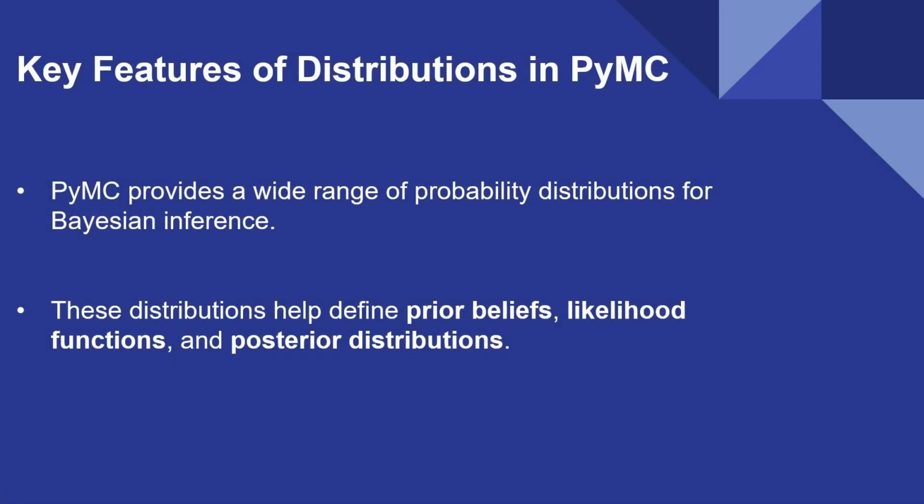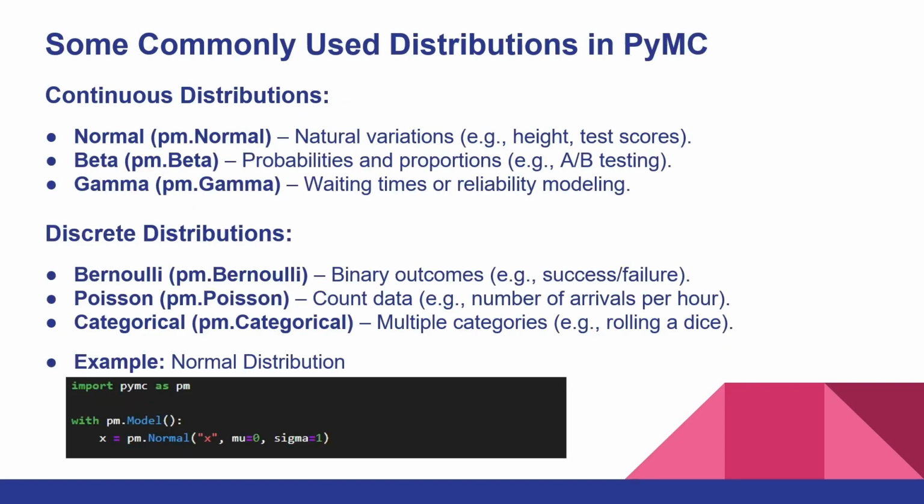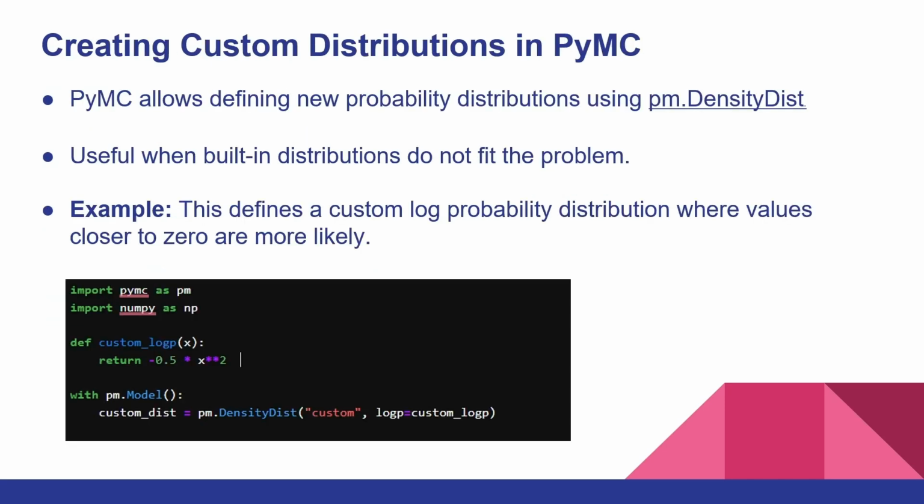Now, let's talk about the key feature of distributions in PyMC. PyMC provides a comprehensive library of probability distributions, which are essential for defining prior beliefs, likelihood functions, and posterior distributions. And these are the definitions of them. PyMC supports both continuous and discrete distributions. These are some examples of such distributions, and this code here shows the normal distribution.